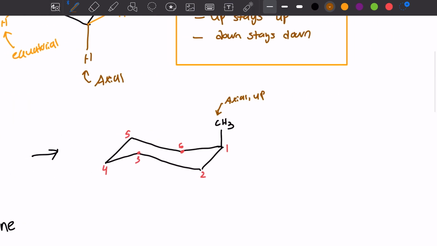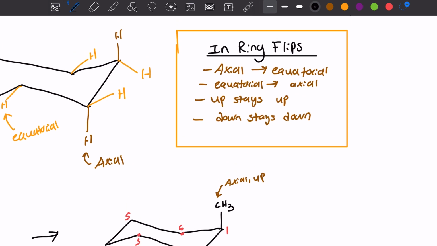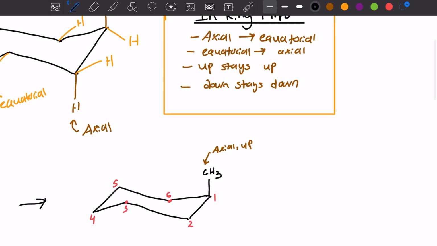When you're doing a ring flip, you're inverting this cyclohexane right here. I'll draw the ring flip, and I've written this up above to keep in mind. When you're doing ring flips, every axial group will turn to equatorial, and every equatorial group will turn to axial, but its orientation stays the same no matter what. So if it was axial up, it would turn into equatorial up. Up always stays up. That never changes. You can never go from up to down or down to up. When we're doing a ring flip, up stays up and down stays down, but the axial and equatorial change.